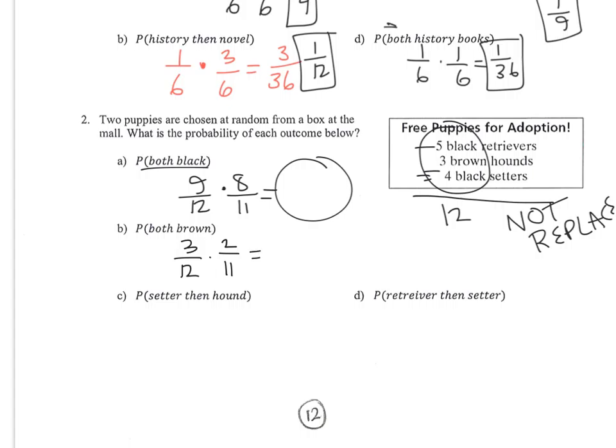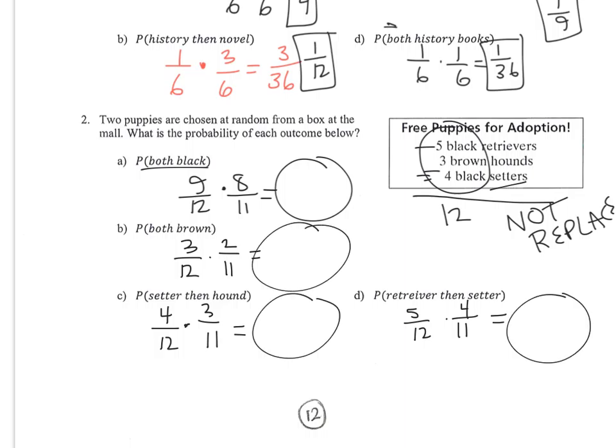And you multiply across. What's the probability you have a setter, which is 4 out of 12, then a hound? So you take 11, and then there's going to be 3 hounds left. Multiply straight across and reduce. What's the probability of a retriever? There's 5 retrievers, then a setter. Well, there's going to be 11 dogs left, and there's still 4 setters left, and then you reduce. So make sure you reduce your fractions.